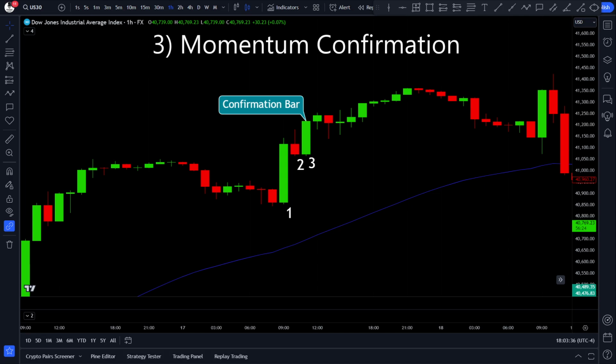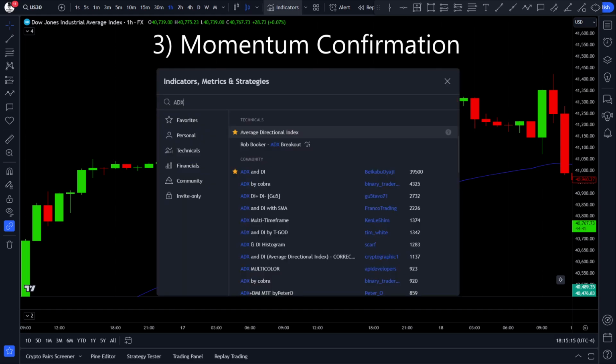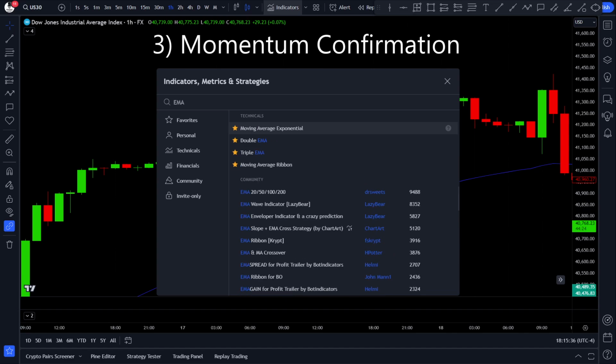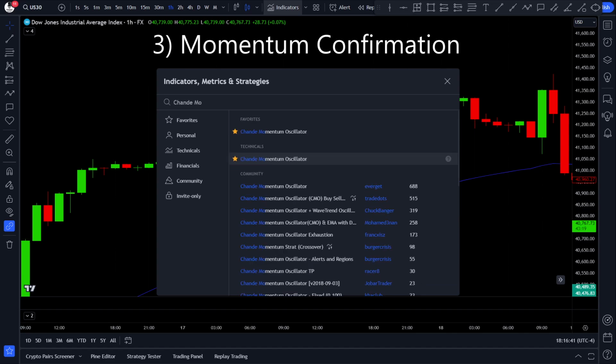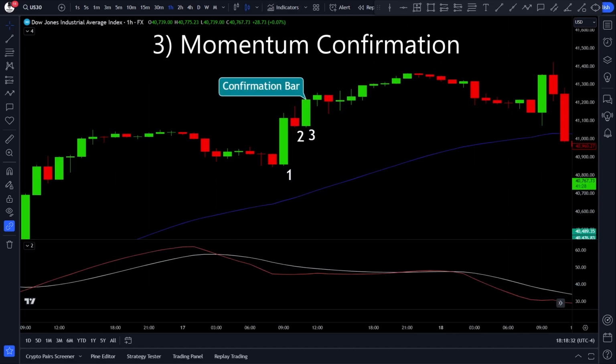And third, the momentum confirmation. We only enter if the price is steadily trending upwards. This will increase the probability of a winning trade. For this, you can use indicators like the ADX with a limit level and an EMA, or the trend momentum oscillator. In this case, I use the ADX indicator with an EMA to make this rule objective. The rule is simple. Long entries are only allowed if the ADX is above both its limit level and the EMA.